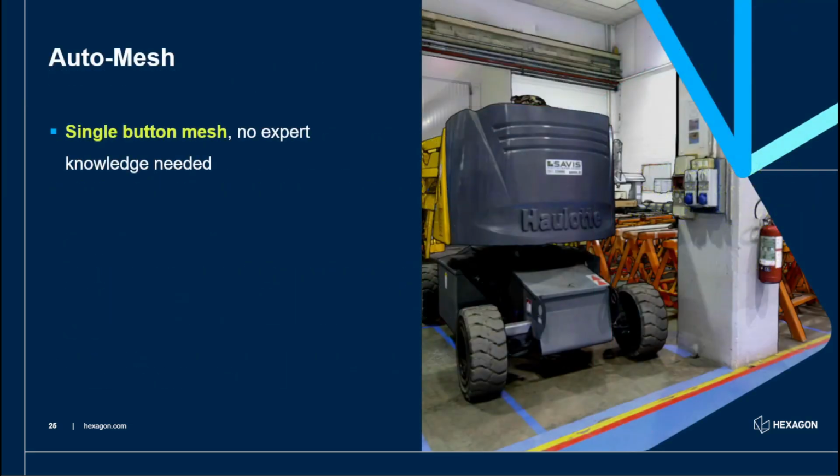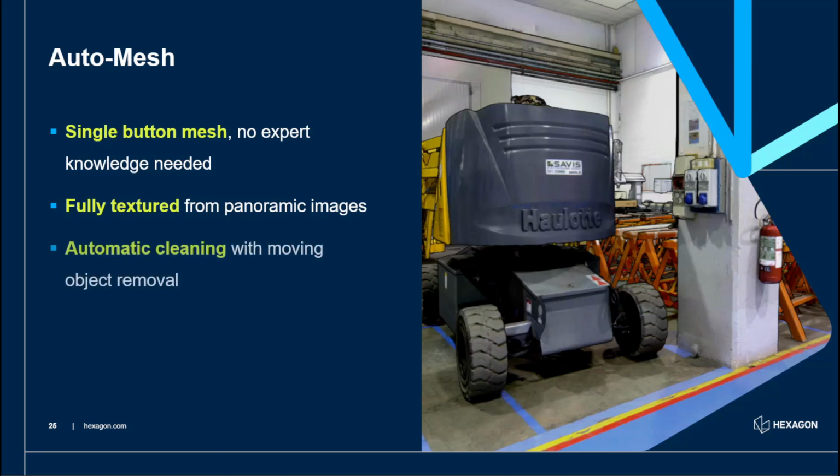So when we're talking about those auto tools, those automatic tools, one of them is auto mesh. Now, auto mesh allows us to take that point cloud that we've imported and create a mesh incredibly quickly. It's a single button. There's no expert knowledge needed. It's fully textured, either from the panoramic images or from the point cloud color, depending on the setting that you use. And we also have automatic cleaning with object removal as well.